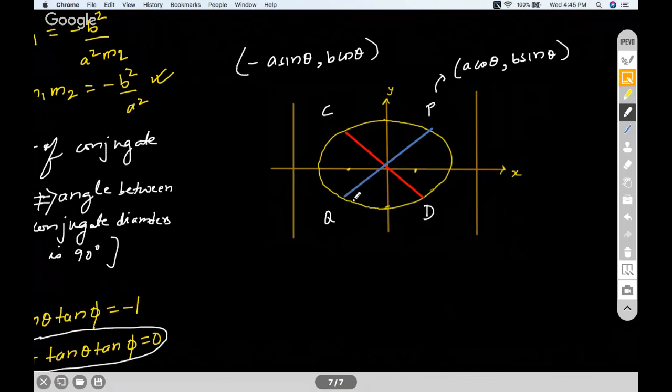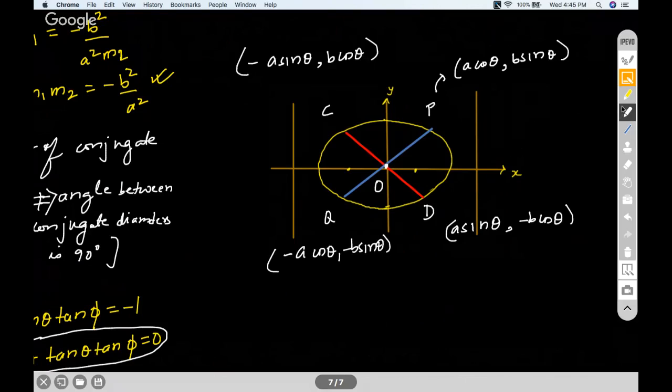Okay. And needless to tell you, how could D be written? Just increase theta with pi, so it becomes minus A cos theta, minus B sin theta. And this could be written as A sin theta, minus B cos theta. So for the sake of clarity, I have just written down the coordinates of the extremities of the conjugate diameters for you. Okay.